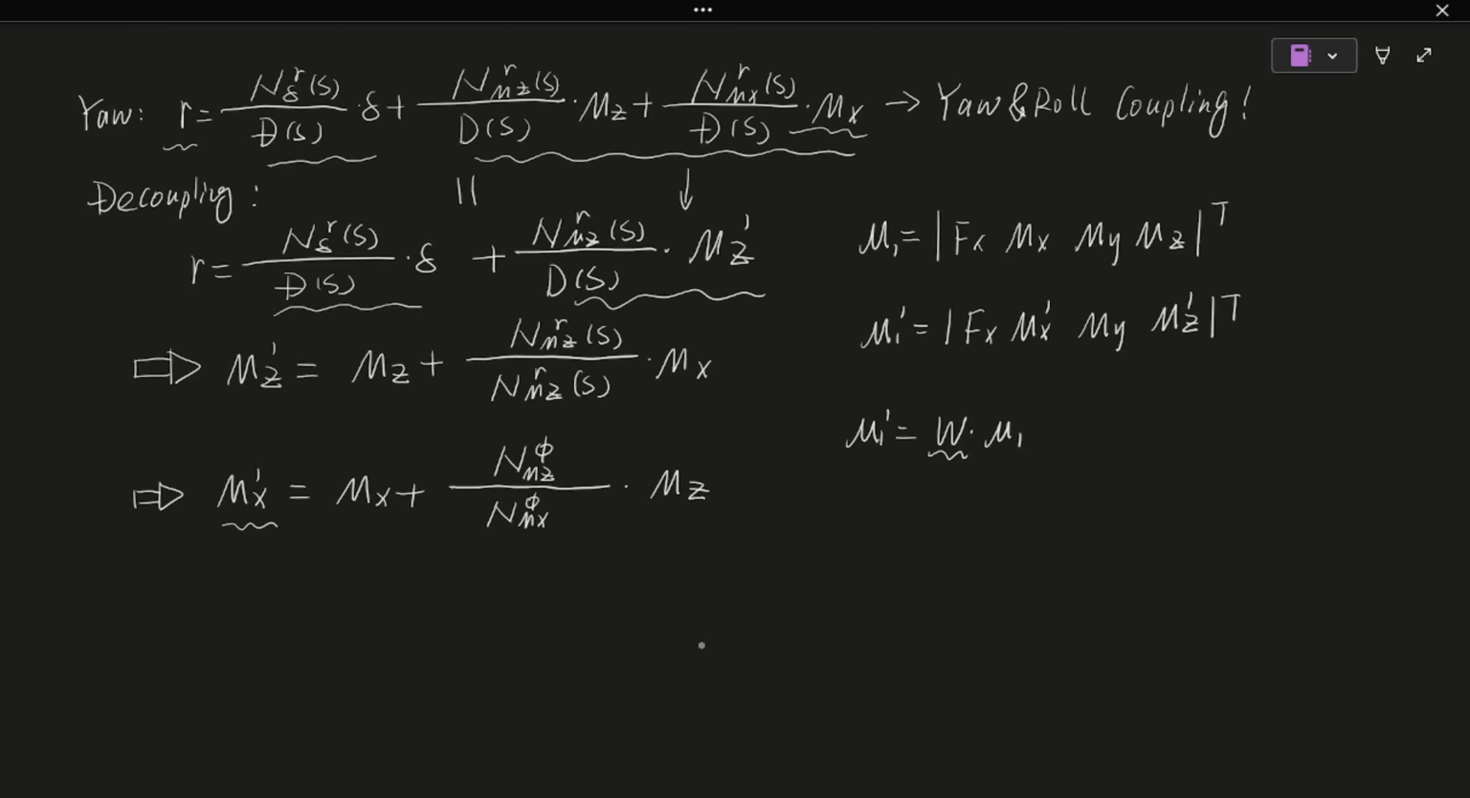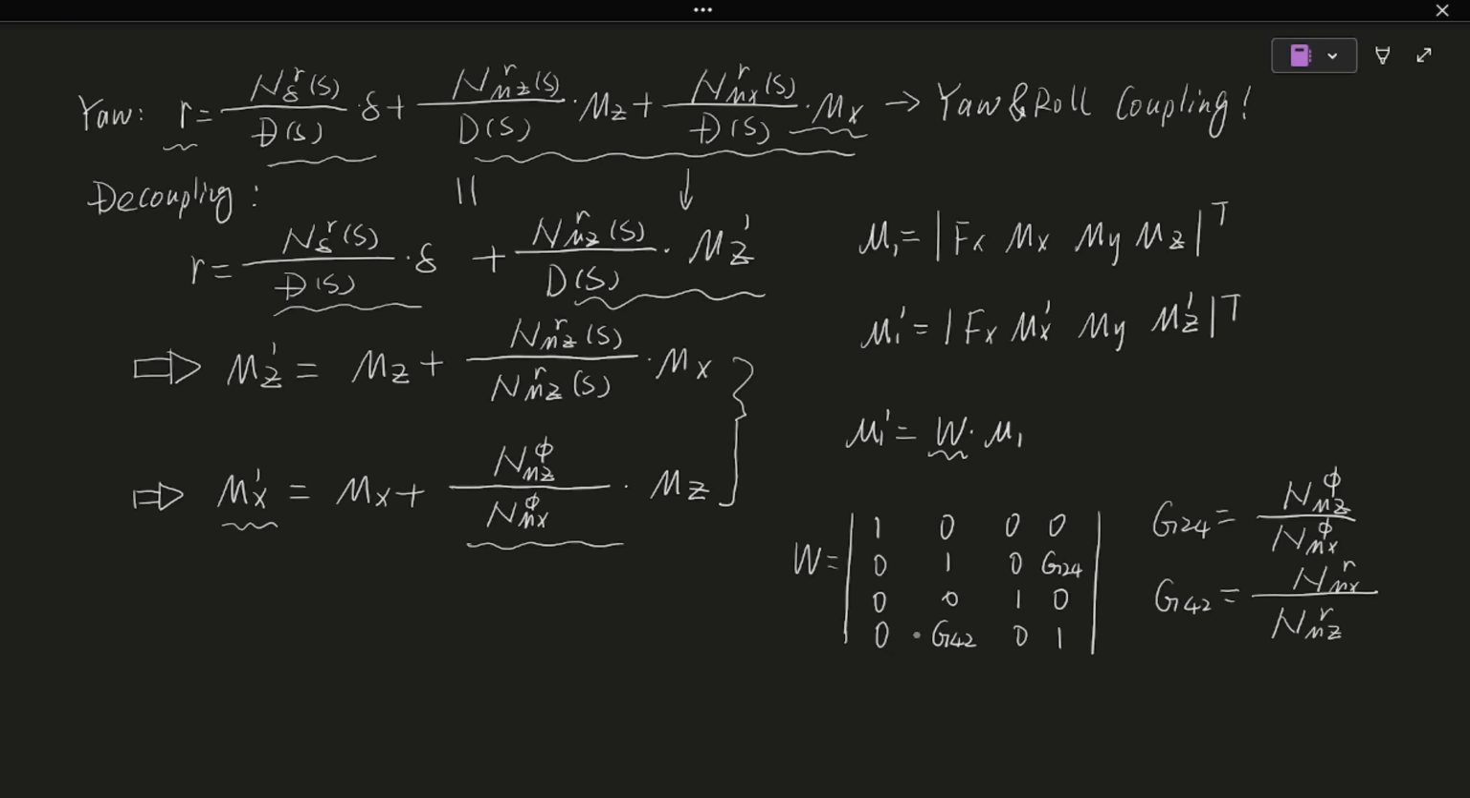The matrix of W is also very simple. Combining the equations of Mz prime, Mx prime, just derived can solve for it. Here, I write it out directly. Everyone can derive it themselves. Note, here, G24 is the coefficient, and G42 is this coefficient.